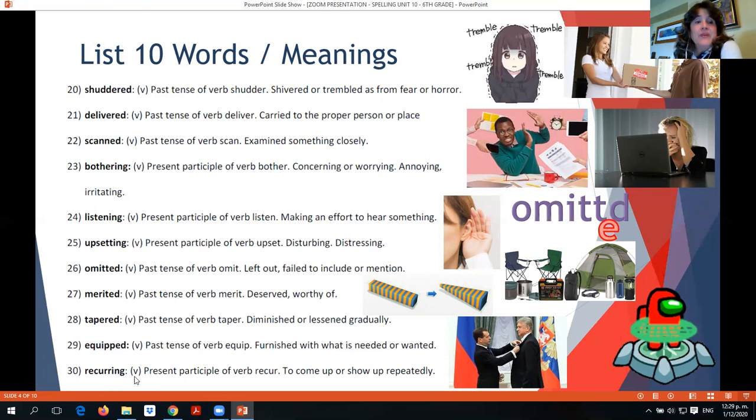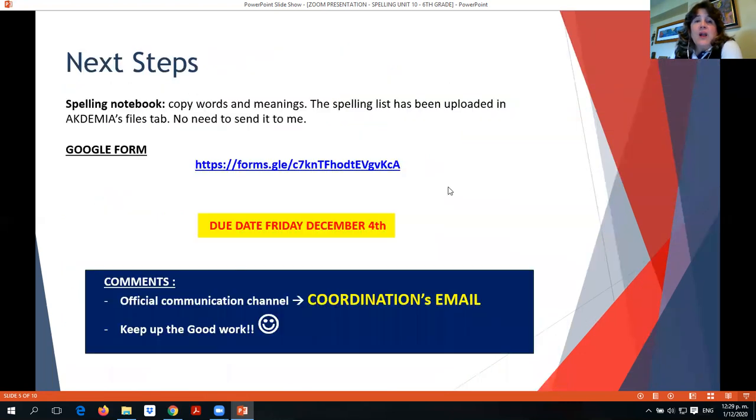And number 30, recurring, is a present participle of the verb recur, and it means to come or show up repeatedly, like our recurring Zoom meetings. Okay, we have recurring Zoom meetings. We repeatedly connect. Okay, all right, guys.